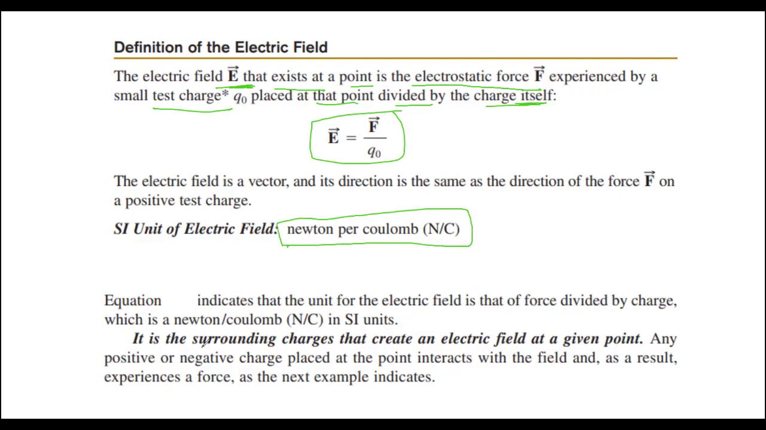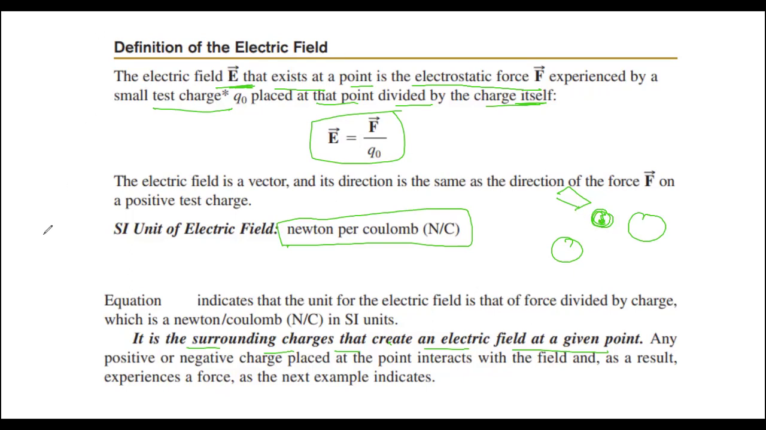So it is the surrounding charges that create an electric field at a given point, right? So you saw in the example, you had a metal sphere over here, you had a metal sphere over here, and then you had an ebonite rod, and then there is a small point charge, right? So these charged bodies, the surrounding charges, they are creating the electric field. Any positive or negative charge placed at the point interacts with the field. So if you place, let's say last time we placed plus 3 into 10 to the power minus 8 or 12 into 10 to the power minus 8, any charge over here will experience a force.